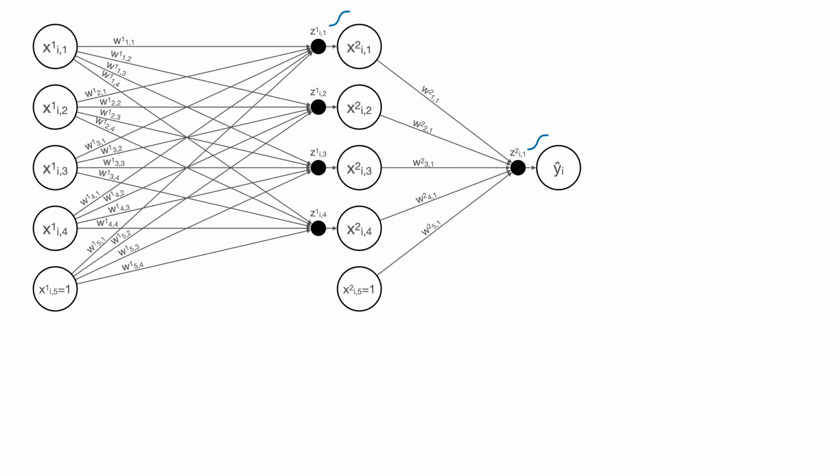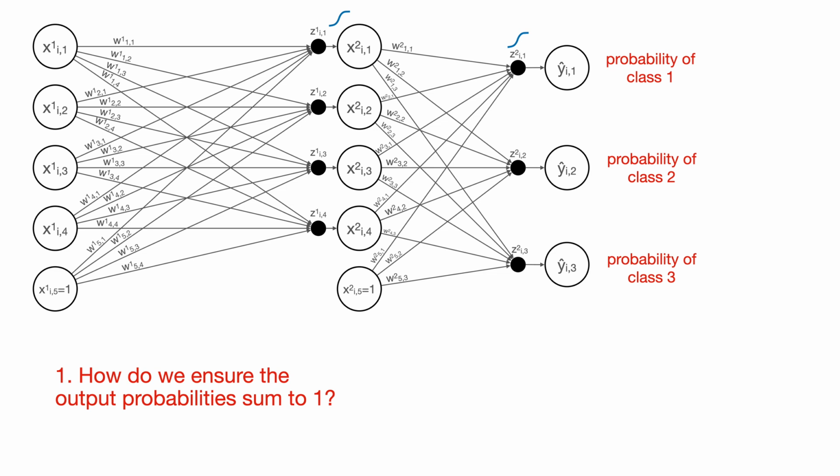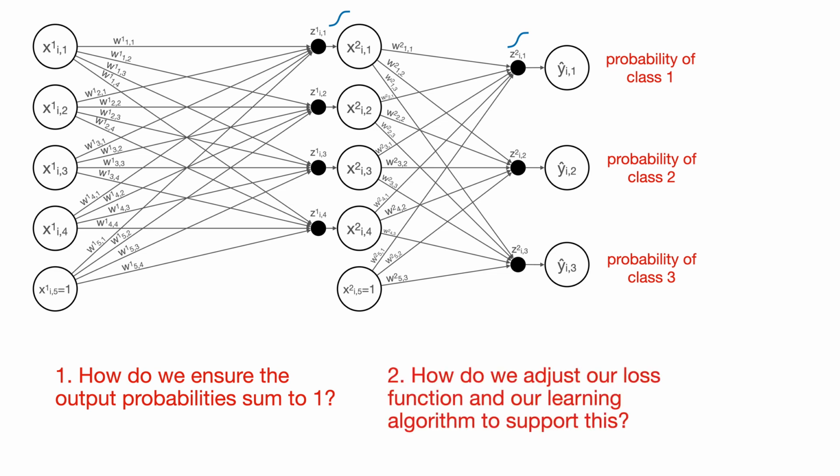Suppose that instead of having a single output node in our neural network, we had multiple output nodes, one for each class of our target variable, where the value produced by output node k is the probability of class k. Clearly, this would be a usable multi-class model. The questions we have to answer are, how do we ensure the output probabilities sum to 1, and how do we adjust our loss function and our learning algorithm to support this? Let's think about that second question.